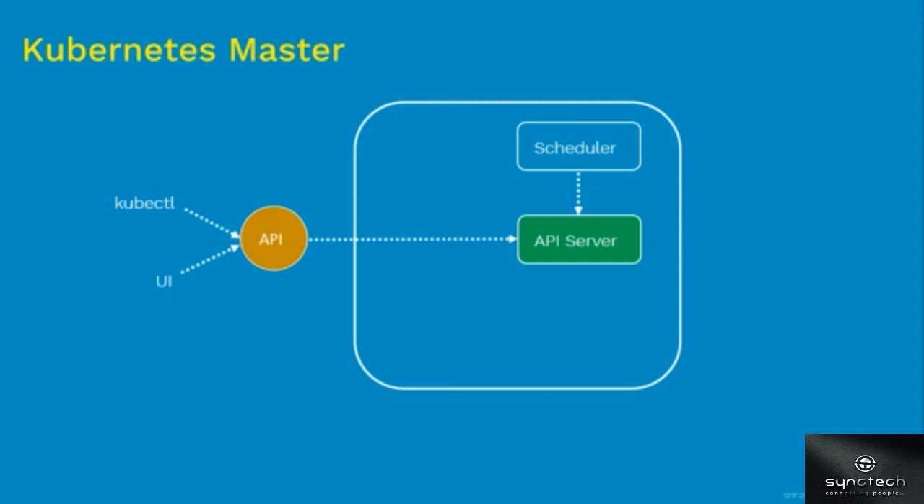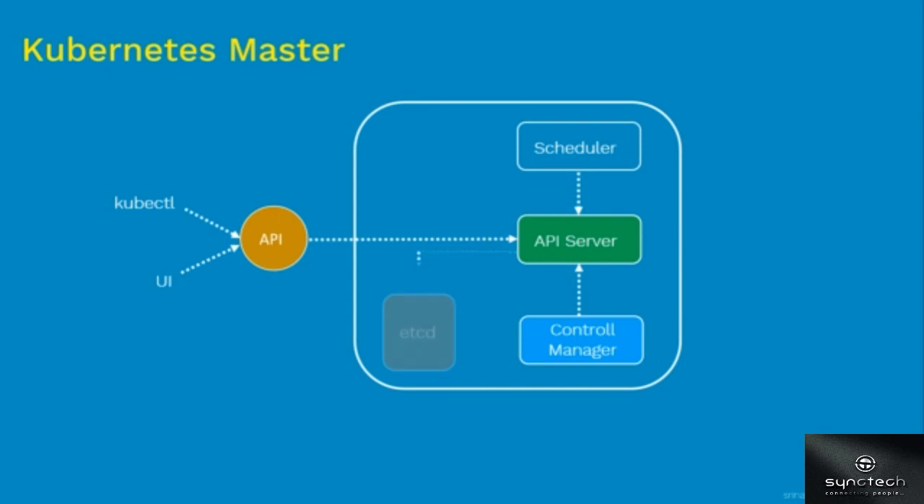Now moving on to the next component, which is the control manager. Actually, there are 4 controllers behind the control manager. They are the node controller, replication controller, endpoint controller, and service account and token controllers. At a high level, these controllers are responsible for the overall health of the entire cluster. It ensures that nodes are up and running all the time and the correct number of pods are running as mentioned in the spec file. So that's about the control manager.